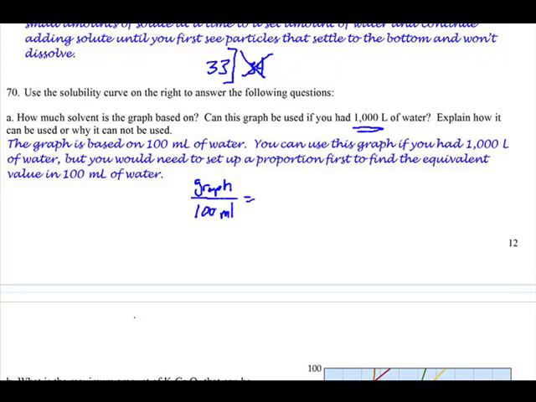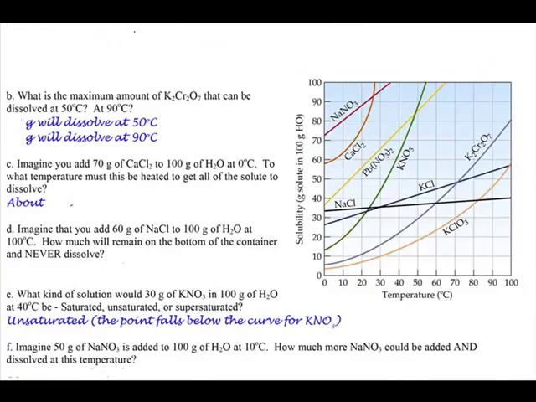You say, well, this is what the graph said in 100. What is it going to say if I had 1,000 milliliters? Or 1,000 liters in this case. Or what is it going to say if I had 250 milliliters? Or what's it going to say if I had 3,522 milliliters? So you can always set up proportions. As long as you know what the graph says, you can figure out an unknown based on how much new solvent you have. Alright, let's actually look at this curve here.